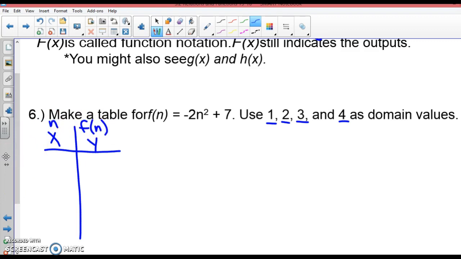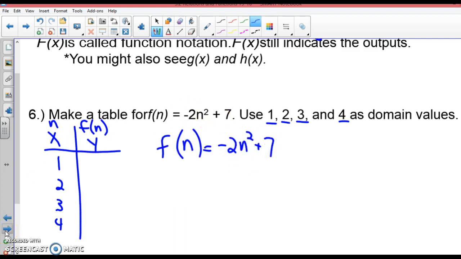They're the same thing. What are my input values that they're telling me they want us to input? 1, 2, 3, and 4. Those are my input values. Now, guys, I'm going to write my function notation. F of n equals negative 2n squared plus 7. All I've done is recopy it. What's my first value that I want to input?